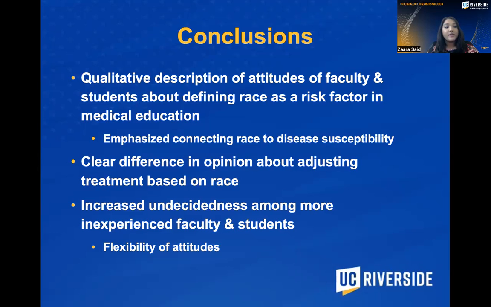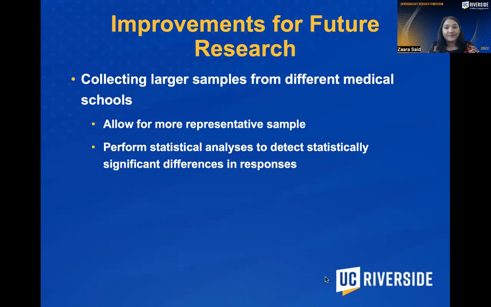There's also a clear difference in responses between the two groups, and student responses are largely undecided on adjusting treatment based on race. And then lastly, increased undecidedness among more inexperienced faculty and students indicates flexibility of attitudes.